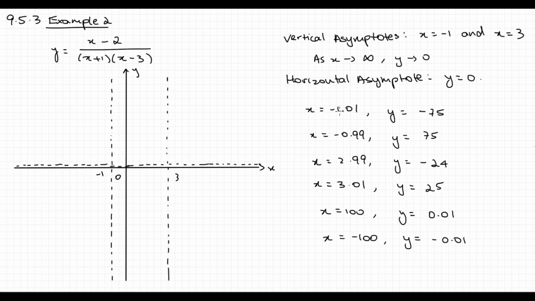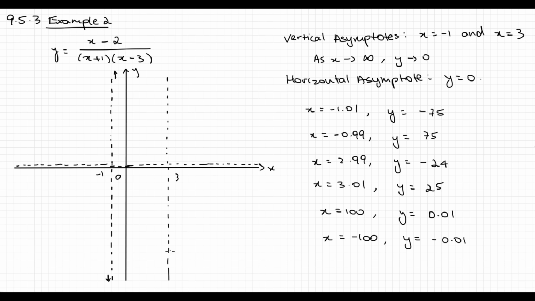So what this is telling me, let's start from the first two. When x = -1.01, my y value is -75. What that tells us is that my y value is a very big negative number. So when I'm to the left of my first vertical asymptote, my curve should come from -infinity, so it's down there. And when I move to the right of my vertical asymptote, my y value is 75, which is a positive big number. Therefore that indicates that when I'm to the right of my vertical asymptote, my curve is all the way up there.